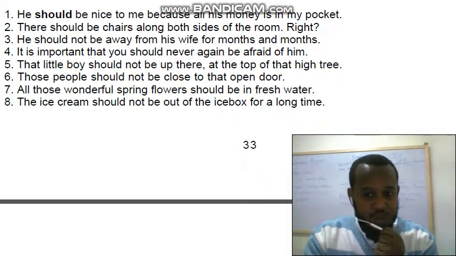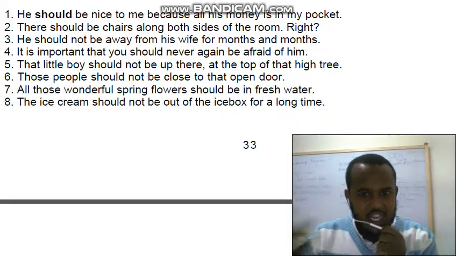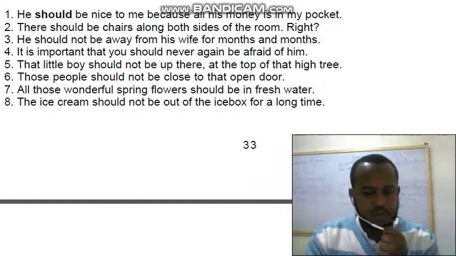The second one is that it's used as an expectation, that you are expecting something. And the third one is that it's used as an advisability, meaning that there's a reason. Let the reason or the idea be good or bad, but there's a reason behind that when you use should. So those are the three.